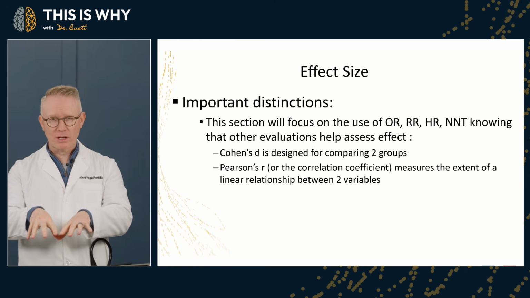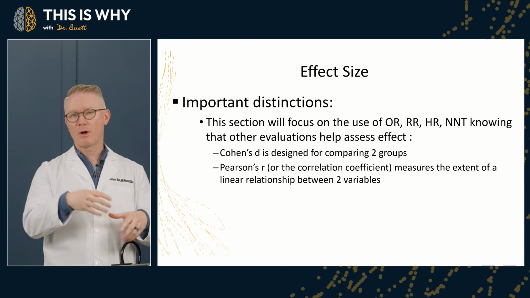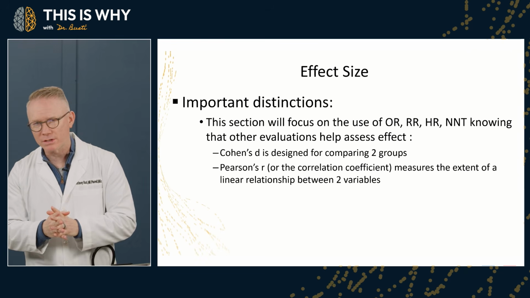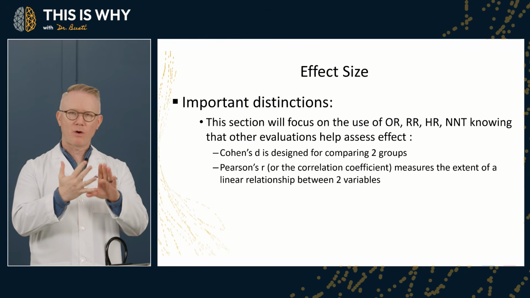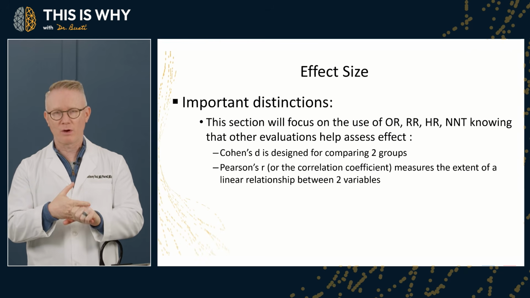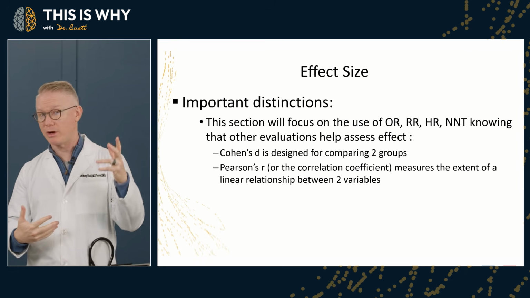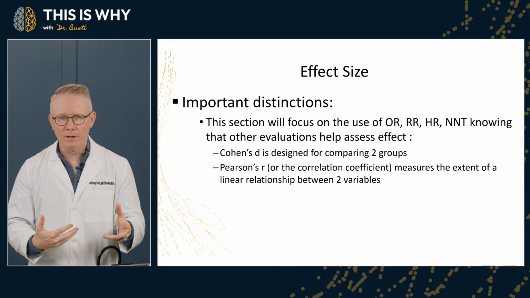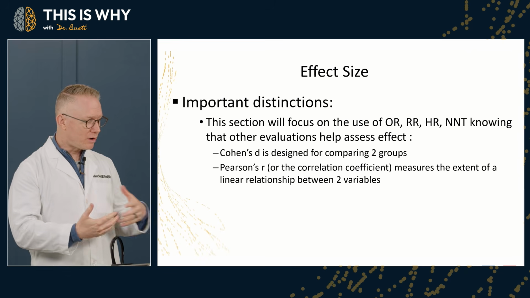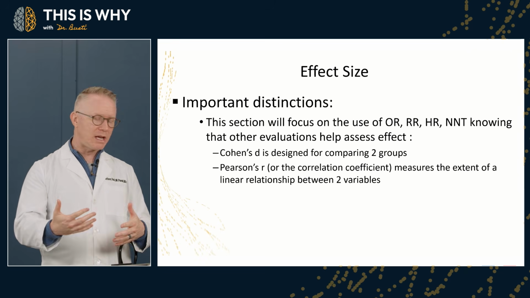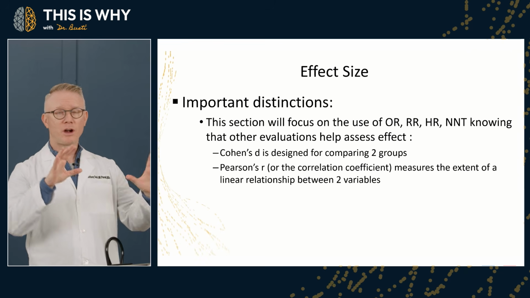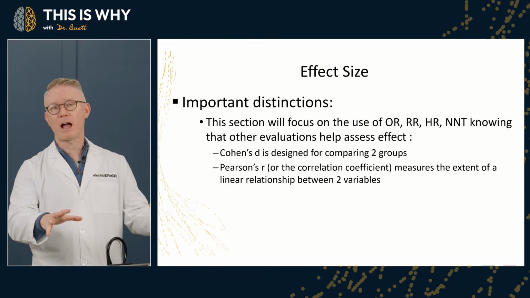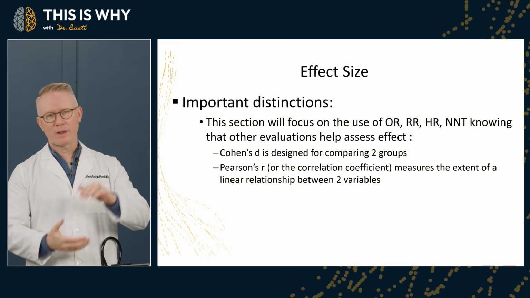Now this section and this topic that I'm going over is going to focus on the odds ratio, relative risk, risk ratio, odds ratio, hazards ratio. I'm going to introduce number needed to treat, number needed to harm, okay? But know that there are other topics like Cohen's d, Pearson's correlation. Some of those are also blended in some of the other topics in the overall playlist or series.